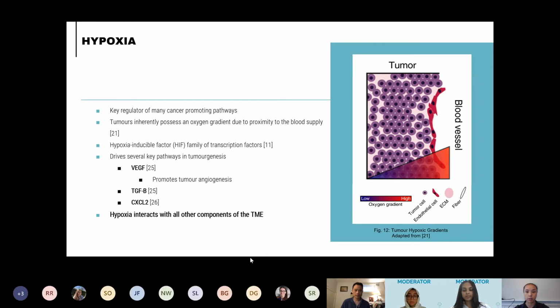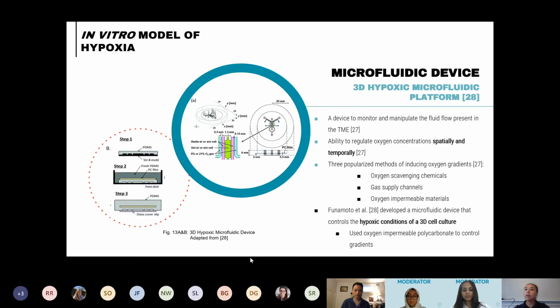in vitro puzzle. To study hypoxia, the use of microfluidic devices is highly advantageous, as there is the ability for both spatial and temporal regulation of oxygen. Microfluidic devices can induce oxygen gradients with oxygen scavenging chemicals that deplete oxygen, gas supply channels that control oxygen levels, and the use of oxygen impermeable materials that can be designed to regulate oxygen flow within the device.